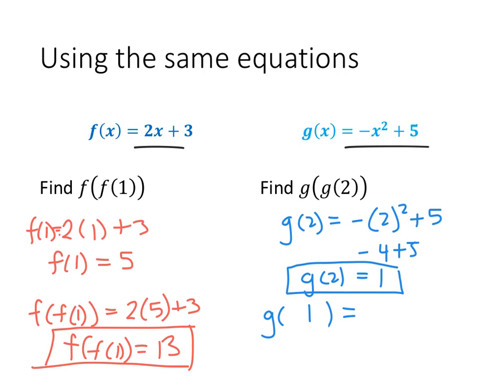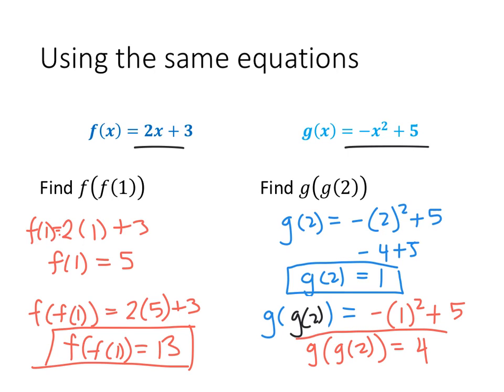So we're just carrying this value forward, but we want to make sure that we're writing it as that composition. So g of g of 2. Now I'm plugging in 1 again. So negative 1 squared plus 5 gives me g of g of 2 as an answer of positive 4. The idea is just following the rule, working from the inside function to the outside function and carrying those values forward.